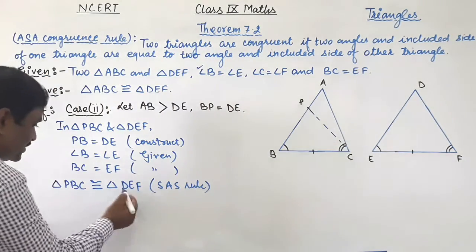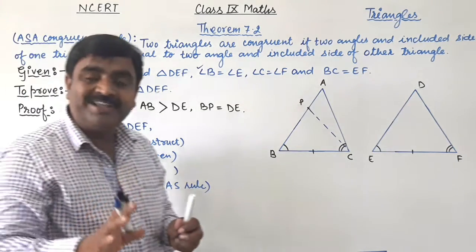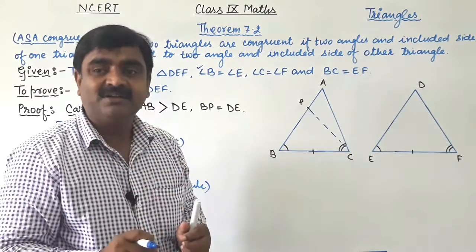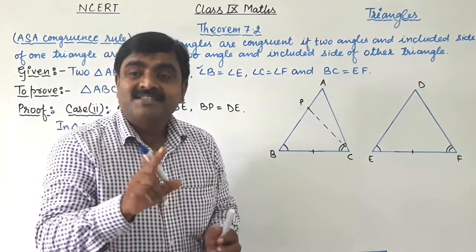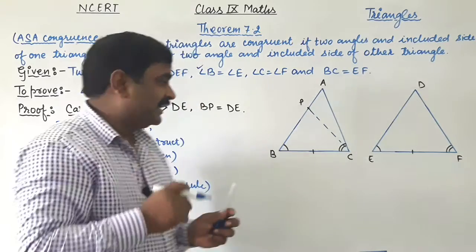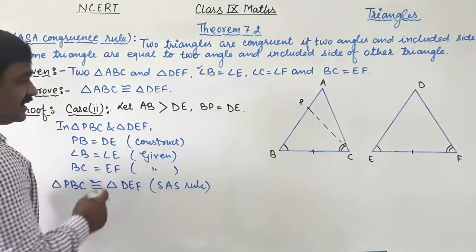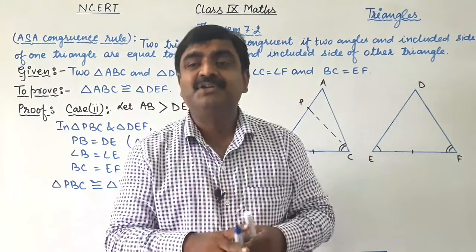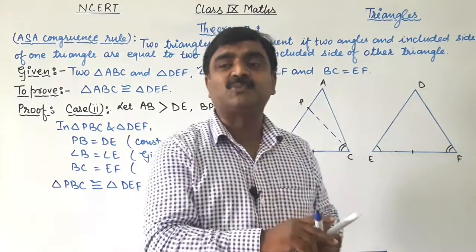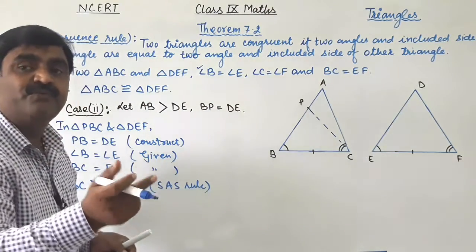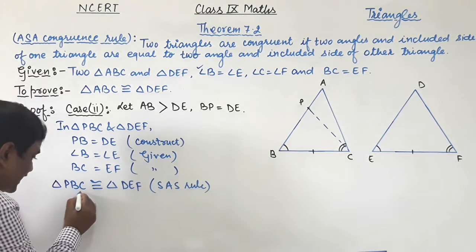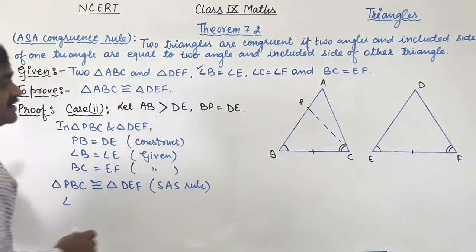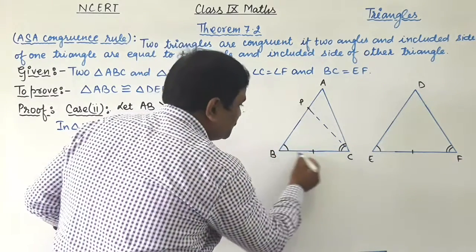Since PBC is congruent to DEF, their corresponding parts must be equal, by CPCT, corresponding parts of congruent triangles. As you know, in two congruent triangles there are 6 corresponding parts, 3 sides and 3 angles. Now we are going to take one of them. Just see this angle C. In triangle PBC, angle C can be written as BCP.